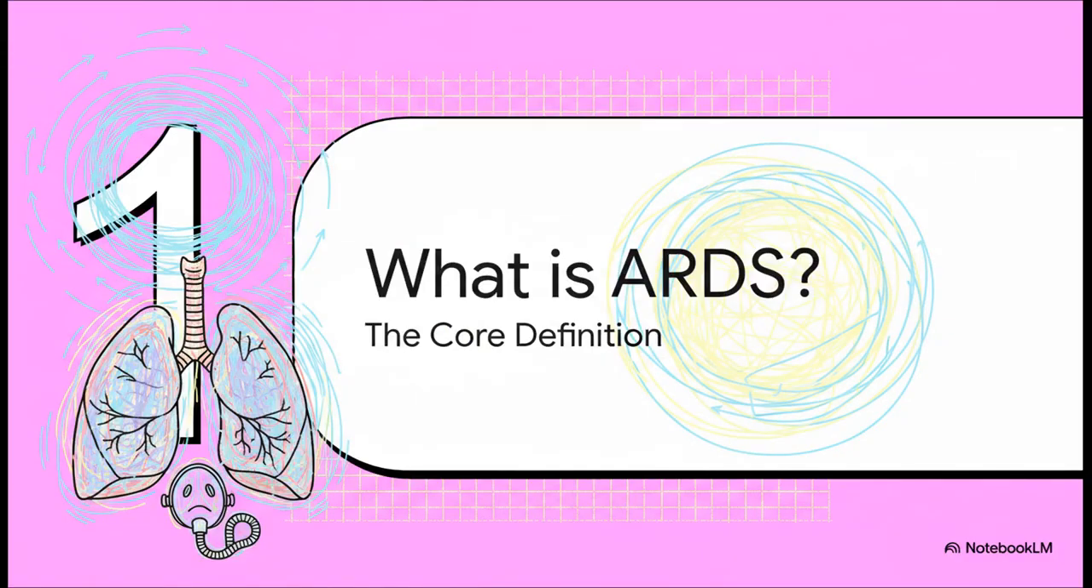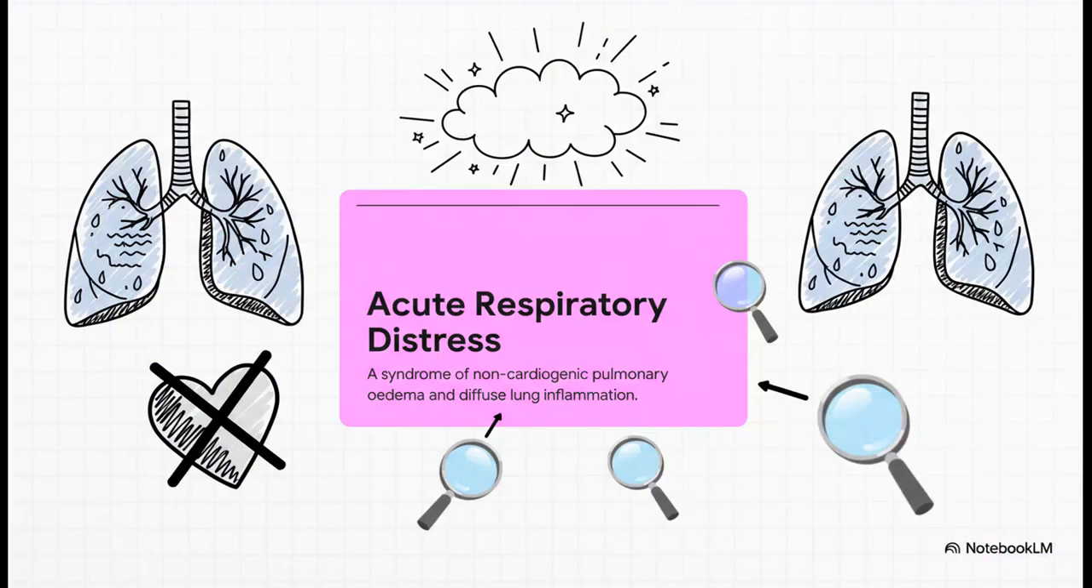First things first, let's get a really solid handle on the definition. We throw the term ARDS around all the time in the ICU, but what are we actually talking about? Getting this right is absolutely critical. So here's the bottom line. ARDS is this huge, widespread inflammation of the lungs that causes them to fill up with fluid. But the key differentiator, and this is a classic exam point, is that this is non-cardiogenic pulmonary edema. The heart is not the main problem here.